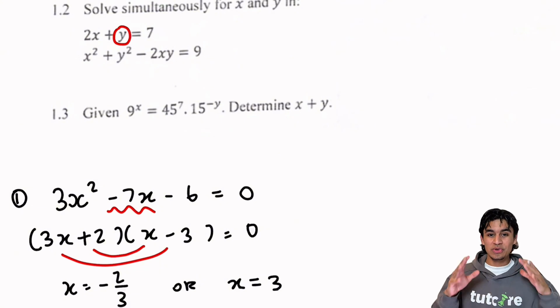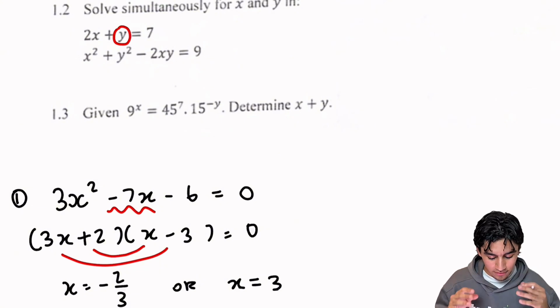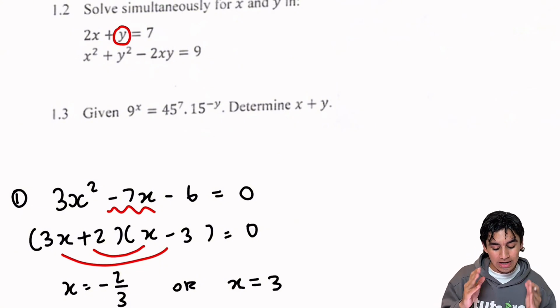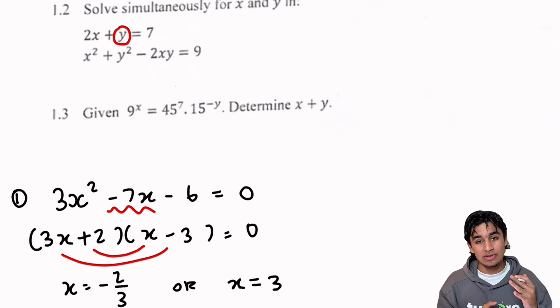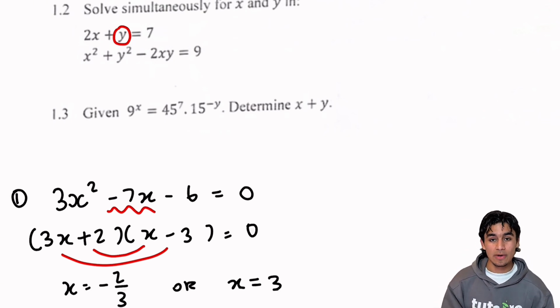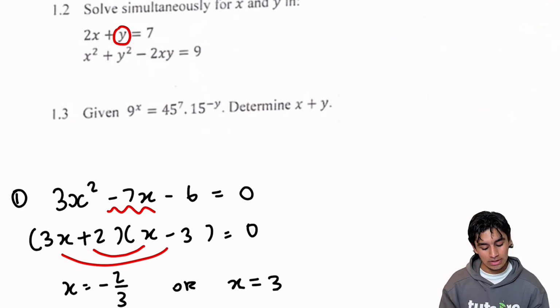Okay, so on to the question you've probably all been waiting for, the final question. Given 9^x equals 45^7 times 15^(-y), determine x plus y. So I'm assuming most people left this question out, but actually it's not that hard. It's actually quite easy as long as you follow a few simple tips and tricks that I'm going to show you.